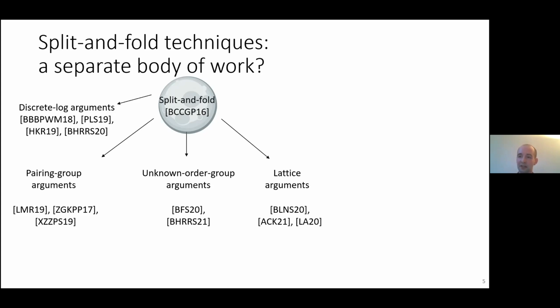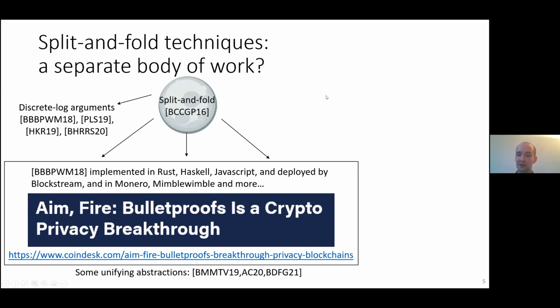Since they all work in a similar way, there are also some abstractions which try to unify all the different split and fold techniques across the different settings. Now, split and fold techniques also give you some pretty efficient succinct arguments in practice, just like some of the sumcheck-based ones. In particular, some of the discrete log-based arguments are implemented in lots of different cryptocurrencies. Okay, so we saw why the sumcheck protocol is good. What's so good about split and fold techniques?